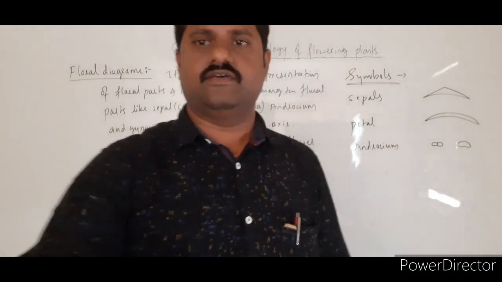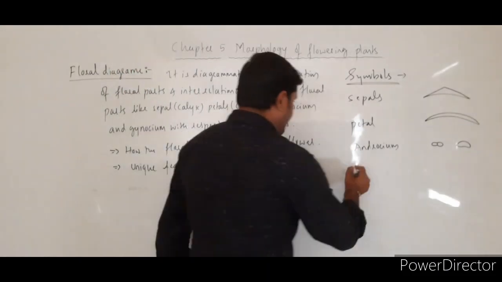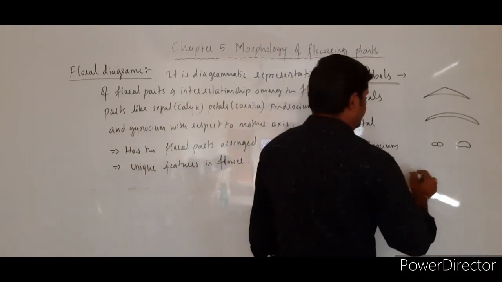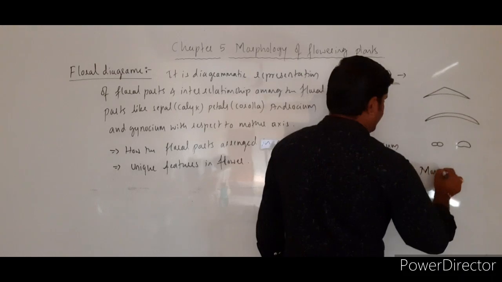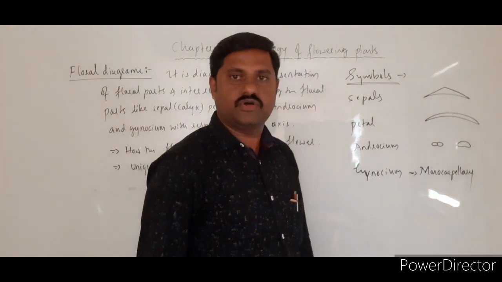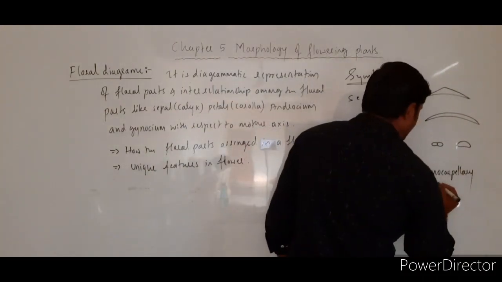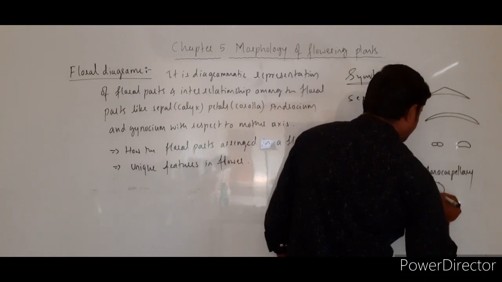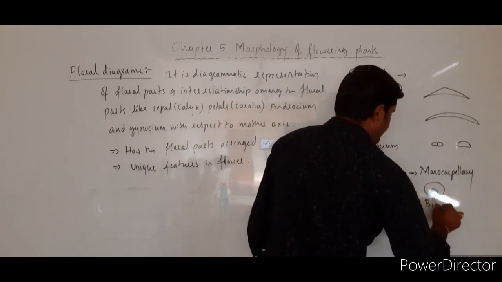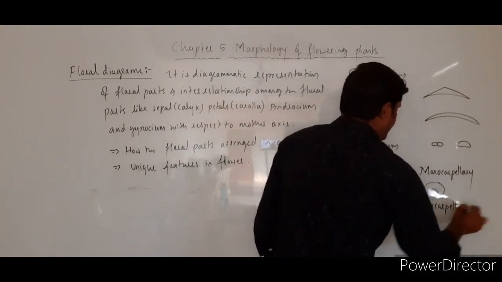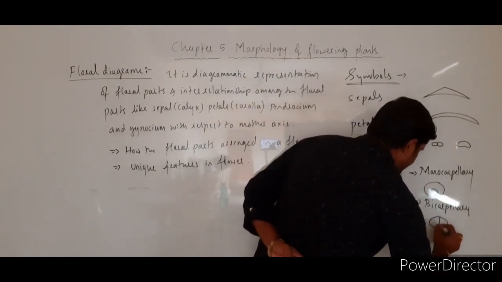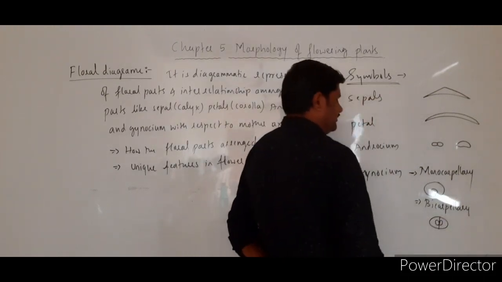And next one is gynoecium. In case of gynoecium, what we show? Monocarpellary condition. How to show monocarpellary condition? See here, this is the ovary in which only one ovule is present, monocarpellary. Here bicarpellary condition. How to show bicarpellary condition? This is the ovary, this is the bicarpellary condition that we show.